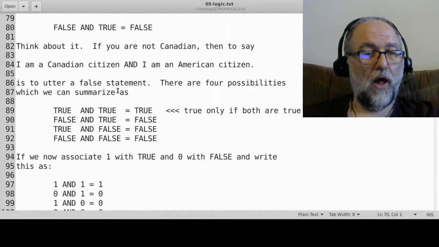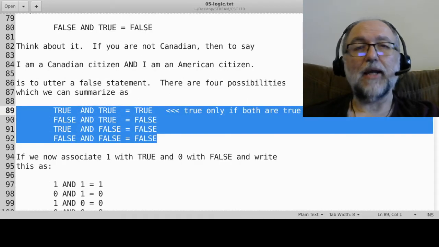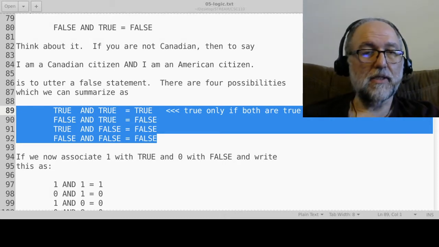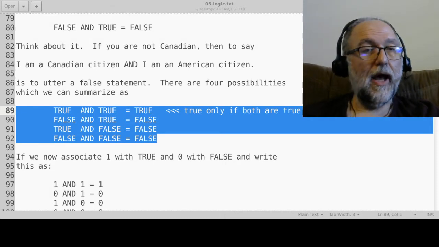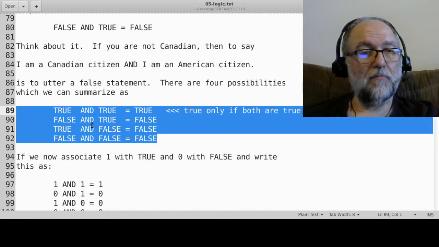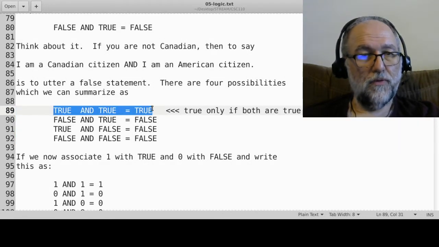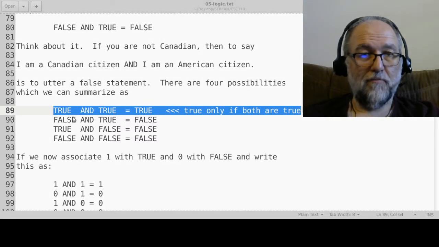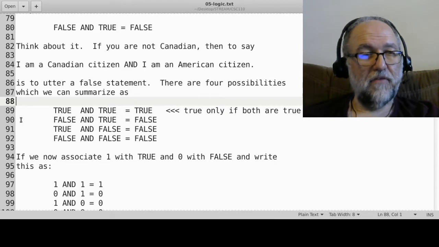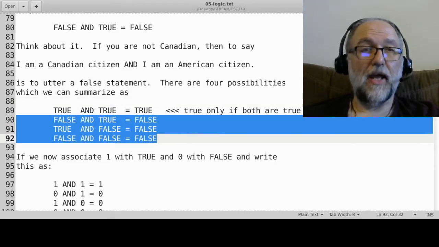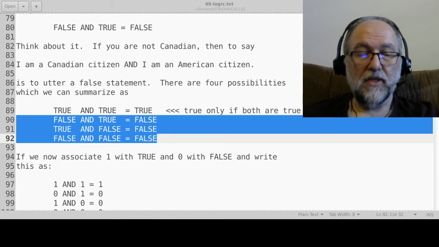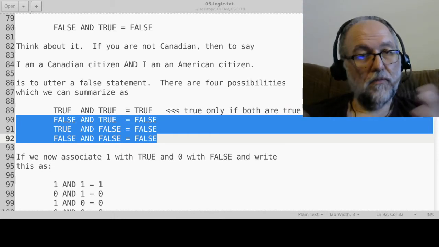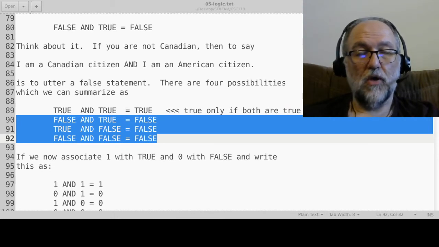Now, I'm not going to go through all the possibilities because I think you can see how this works, but we could summarize them here. If both of the sentences are true, you get true. And that's the only case in which you're going to get true. If both sentences are true, the resulting sentence is true. If either of the sentences are false, or if both sentences are false, the resulting statement is false. That's how and works.